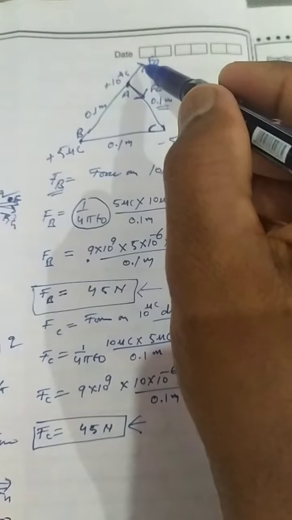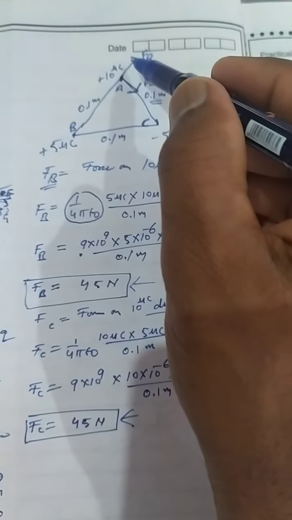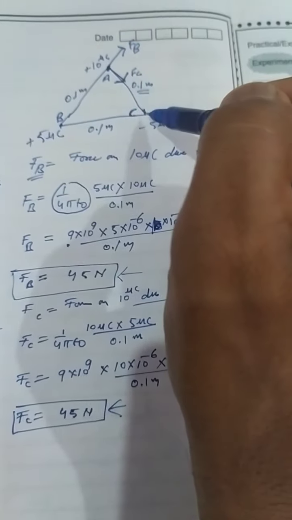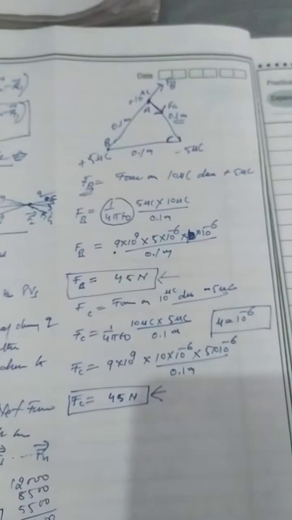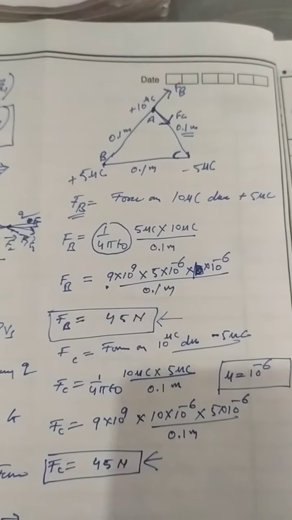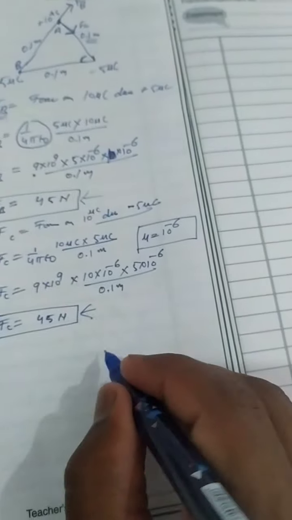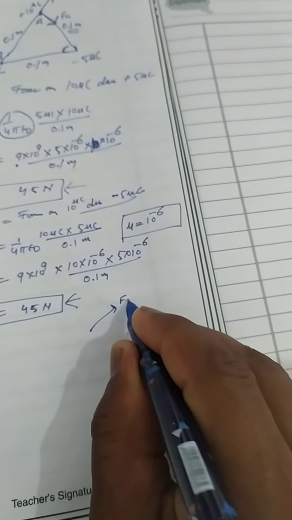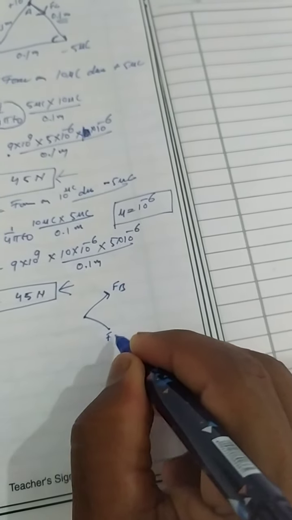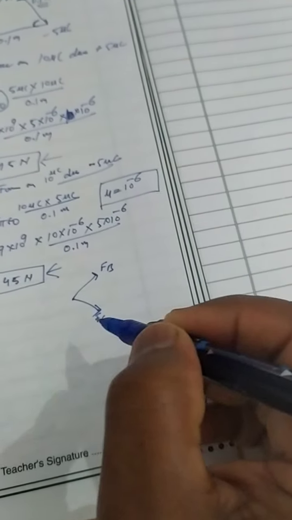And why is it taken in this direction? Because it is a repulsive force. It will repel this, and this will attract it, because unlike charges attract each other and like charges repel each other. But again the problem is that Fb is in this direction and Fc is in this direction. So how will they be taken? How can we calculate the net force?